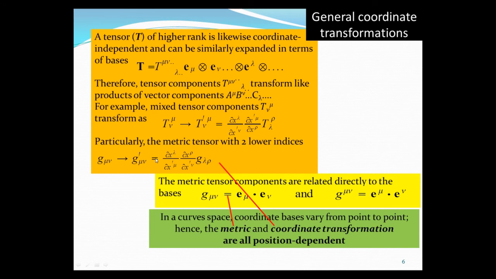And if the metric is position dependent, look at this transformation equation. The left-hand side and the right-hand side metrics are both position dependent. So the transformation matrix must necessarily also be position dependent. Therefore, coordinate transformation in GR, in curved space-time, must necessarily be position dependent. That introduces some of the complications we will see.